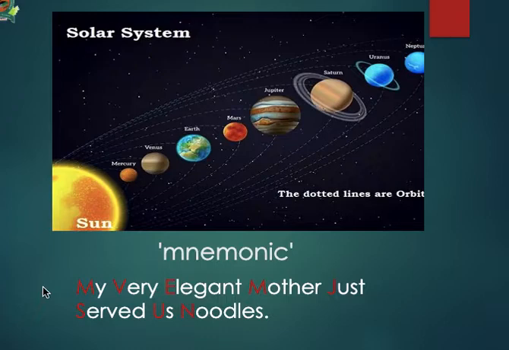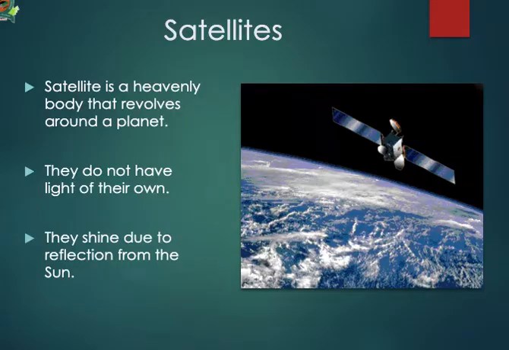Mnemonic. M for Mercury, V for Venus, E for Earth, M for Mars, J for Jupiter, S for Saturn, U for Uranus, and N for Neptune. So we'll read it as, my very elegant mother just served us noodles. Yeah, that's the mnemonic. Now let's learn about satellites.